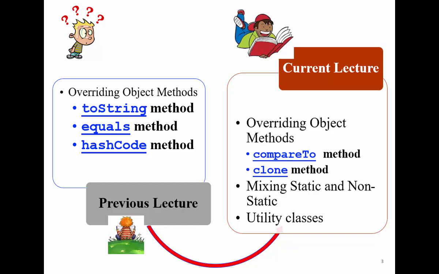Also, we have a new concept called utility classes. These utility classes allow us to have all the methods, or all the behavior, inside the class be static, and we cannot create an object from these utility classes. The famous example of a utility class is Math. Math is a utility class.